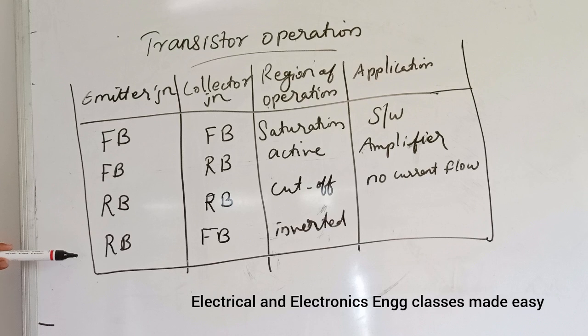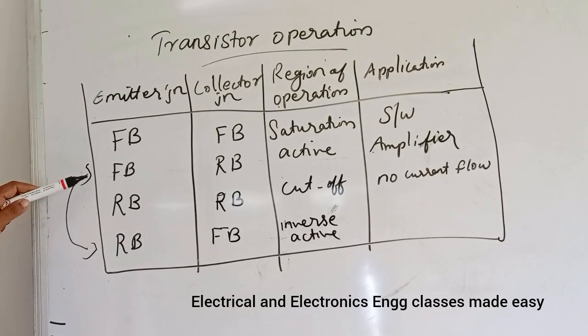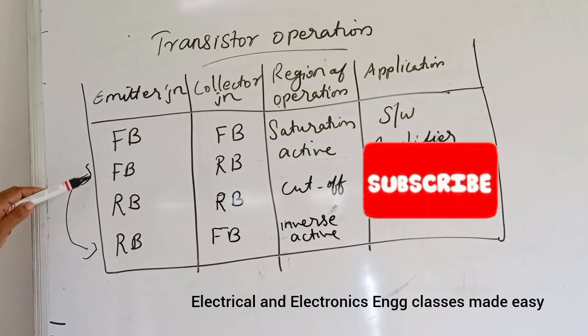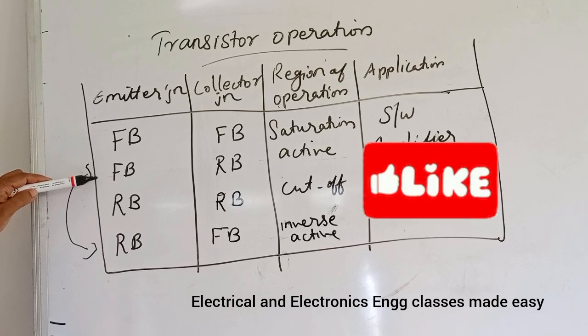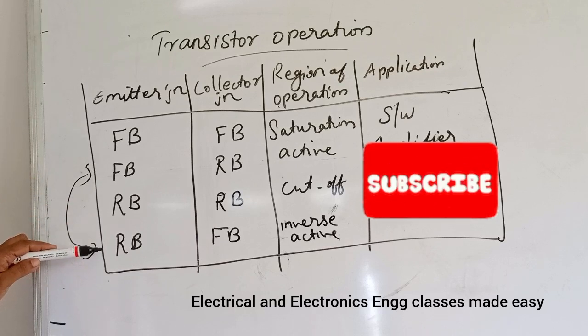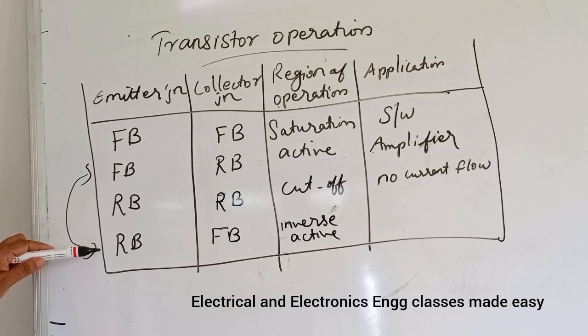And if the emitter junction is reverse biased and collector junction is forward biased, so the inverse of the active region, it is called inverse active region, and it is not used in practical cases. So these are about the transistor operations.